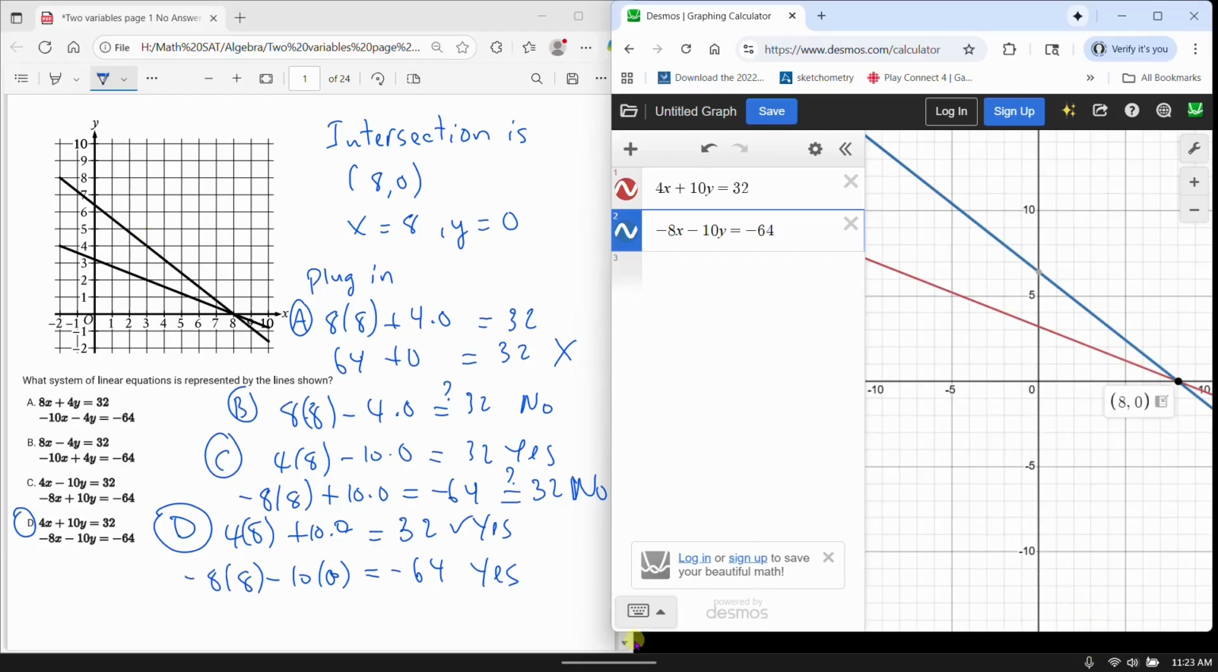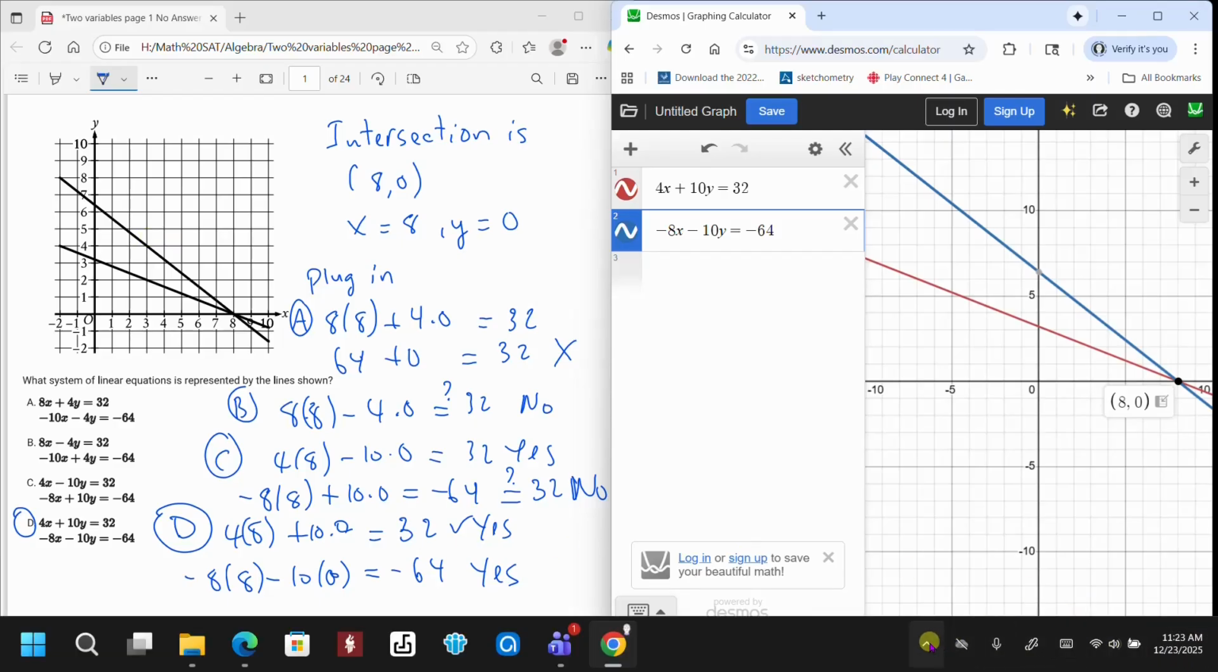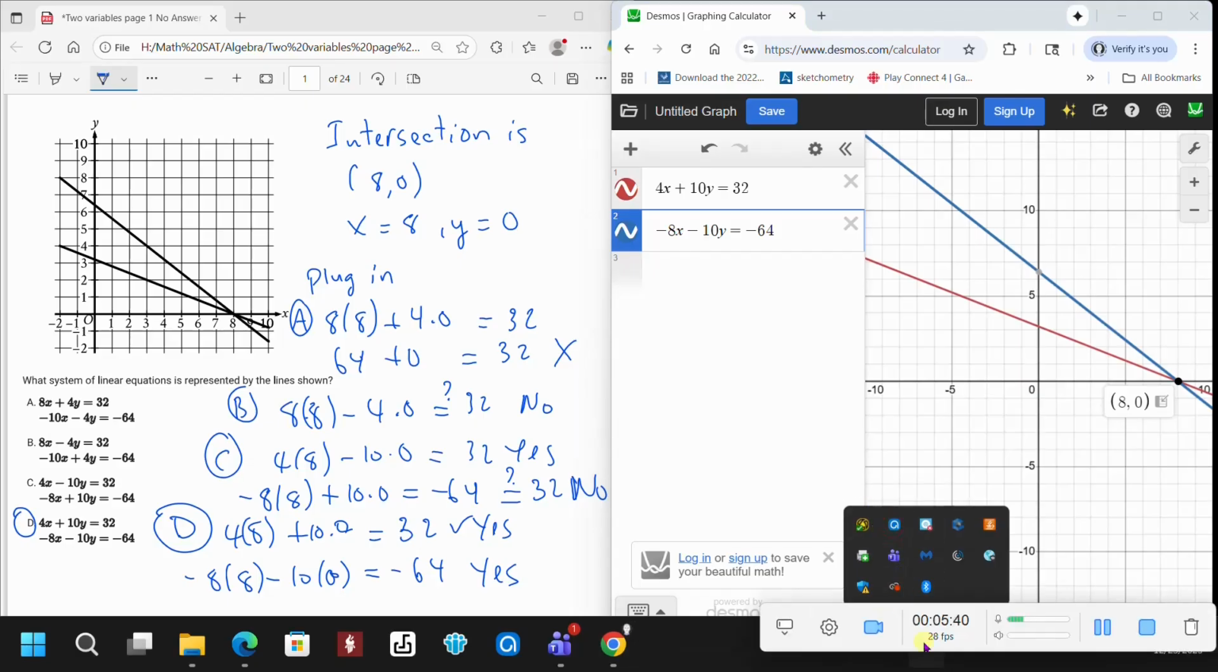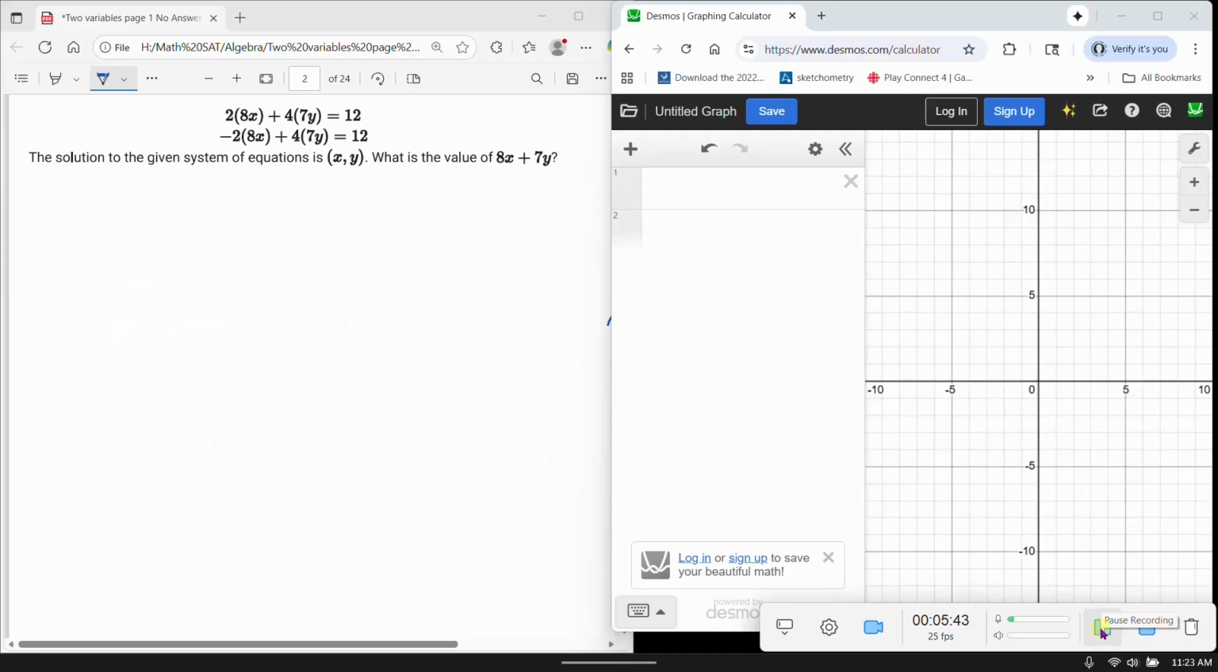Okay. We're moving on to the next question. They give you a system of equations. They say that the solution of the given system of equations is (x, y). What is the value of 4x plus 3y?